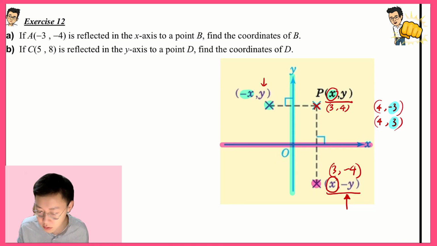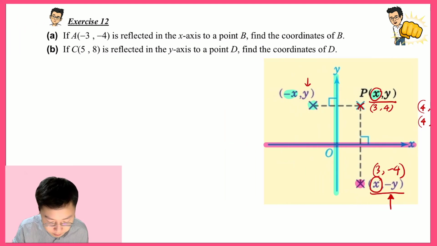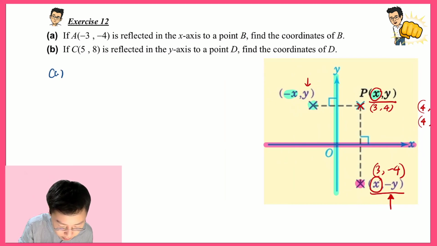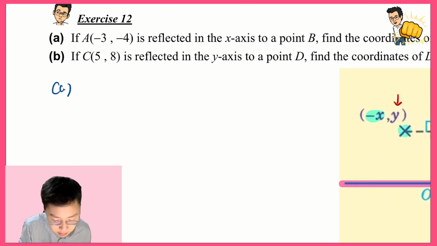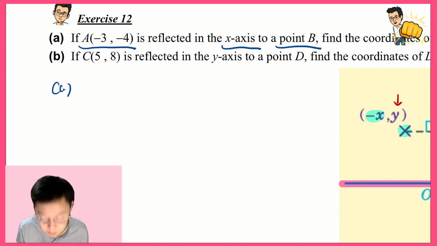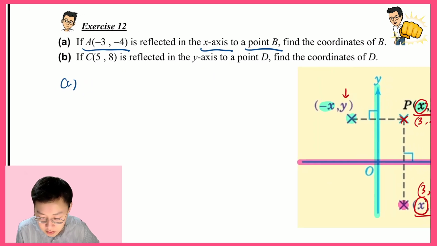So back to our questions, I want you to look at part A. Part A tells you that point A is reflected in the x-axis to point B, so that means point B is the reflection of point A along the x-axis. It asks you to find the coordinates of B.